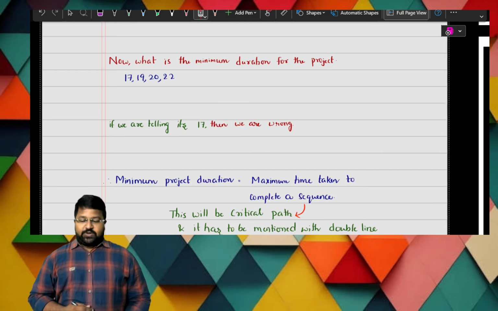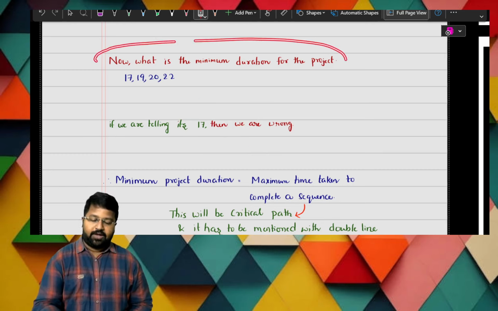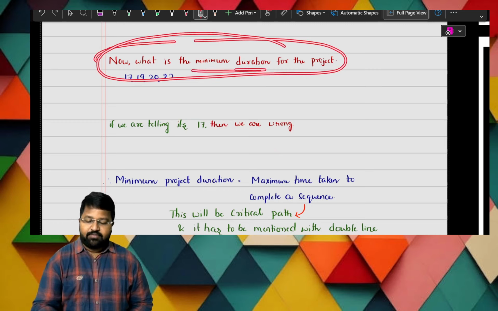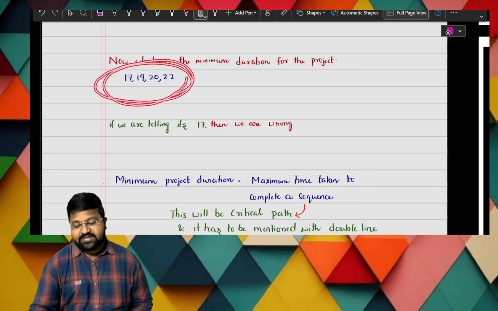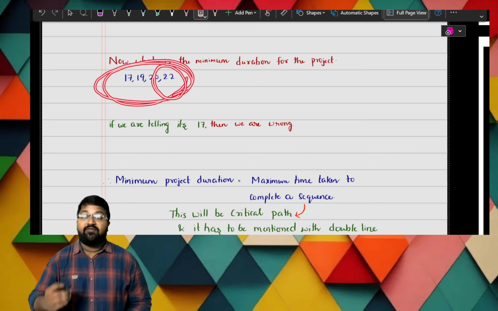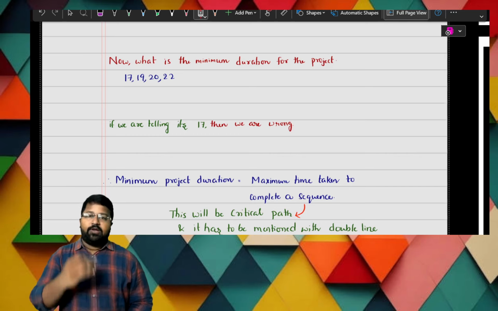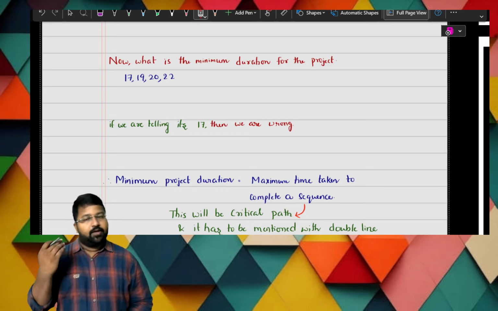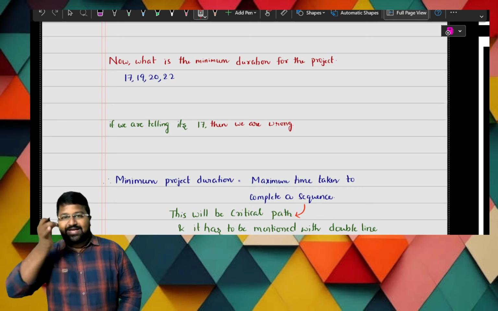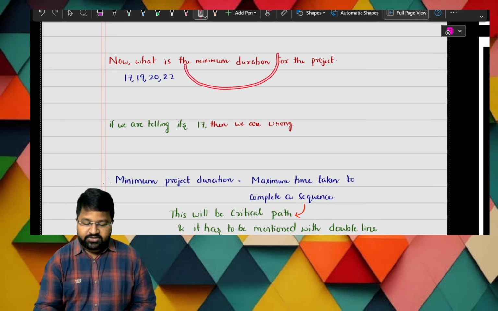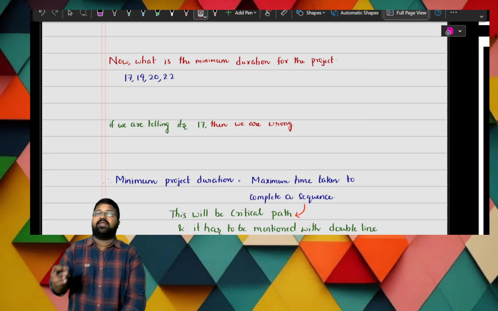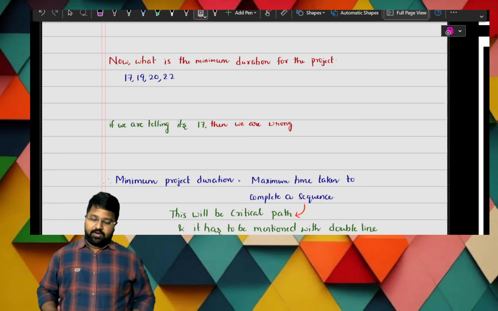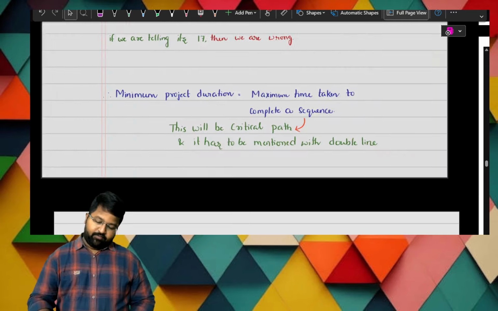Here you have to understand this properly, buddy. What is the minimum duration for the project? Of the four times, which is the highest one? 22 is the highest. That will be the minimum duration. Below that, we cannot do the project. More than that is also not correct. The highest one we get among all the paths will be the minimum duration. Is it clear? This sentence is very important.